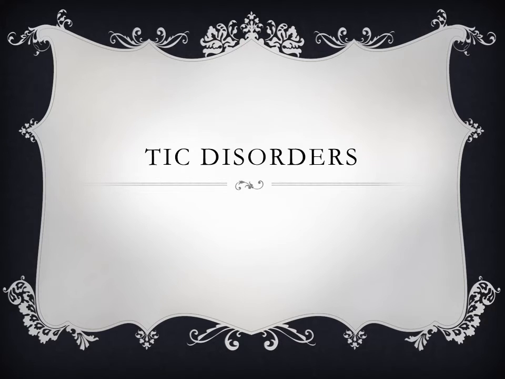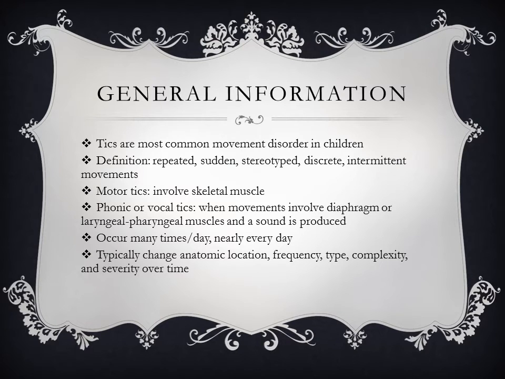Now we're going to talk about tics. Tics are the most common movement disorder that we see in children. The definition of a tic is a repeated, sudden, stereotyped, discrete, intermittent movement. Motor tics involve skeletal muscle, and phonic or vocal tics occur when a movement involves the diaphragm or laryngeal and pharyngeal muscles so a sound is produced. Tics occur many times per day, nearly every day, and they can change in anatomic location, frequency, type, complexity, and severity over time.